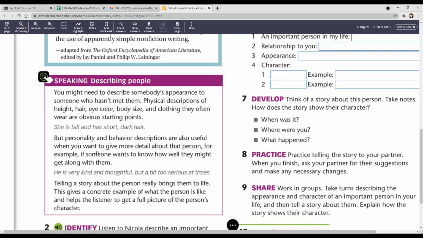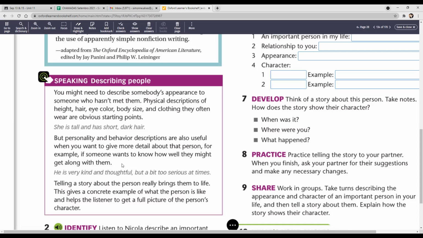Now, personality and behavior descriptions are also useful when you want to give more detail about that person. For example, if someone wants to know how well they might get along with them, this is something really important to know. It's like, for example, what is he like? Is he friendly? Is he shy? Is he talkative? Oh, is he really shy? Ooh. So personality is really important to know before you meet someone, especially when you are talking about someone who means a lot to you, and you are describing that someone to a person you really like, your best friend or a member of your family.